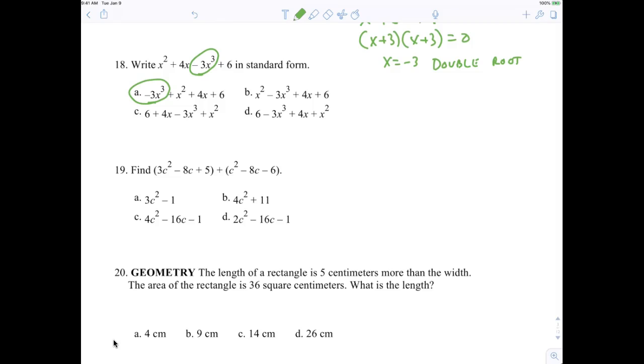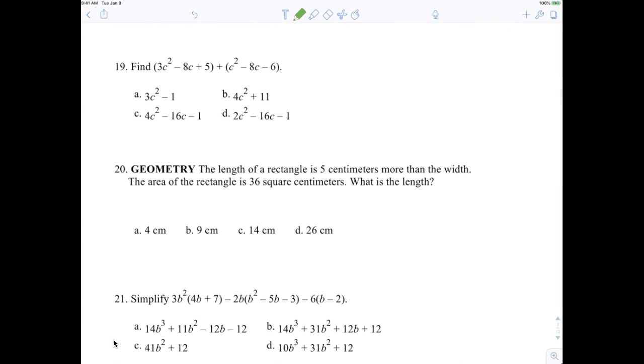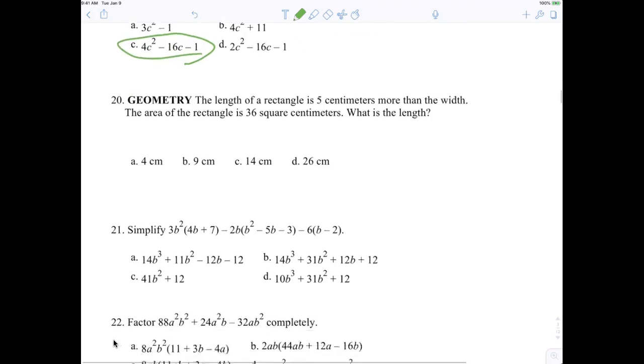All right, 19, now we're just combining like terms, it looks like. 3c squared plus 1c squared is 4c squared. Negative 8 and negative 8 makes negative 16, and then plus 5 minus 6, negative 1. So correct answer was C. 4c squared minus 16c minus 1. Any issues? All right, geometry.